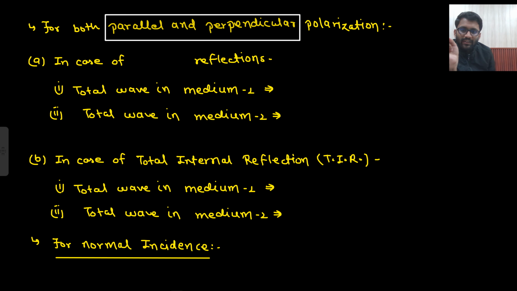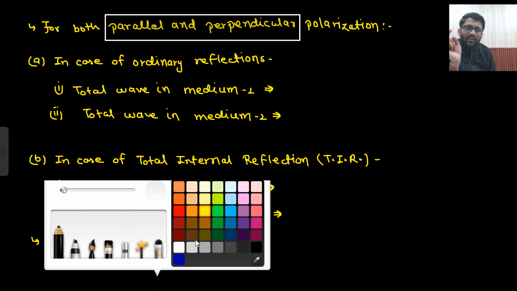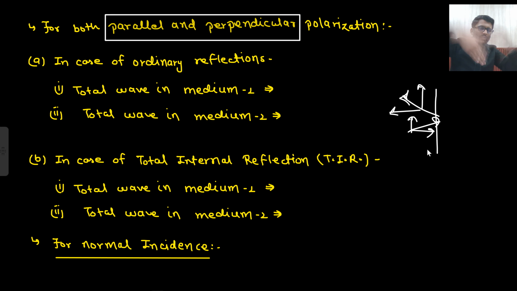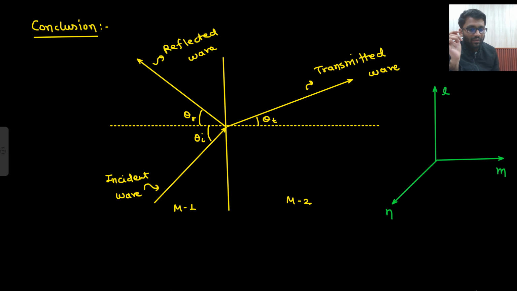In case of normal reflection, here I should have written ordinary reflection. So in case of ordinary reflection, what will happen to the total wave in medium 1? Incident wave is there, reflected wave is there. So this component here, both combined, is a traveling wave. This component here, both opposite, is a standing wave. So in which direction is the standing wave? Standing wave in M direction.